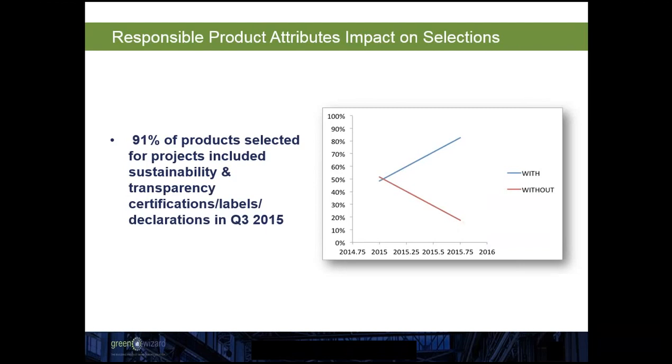But as a result of that, we're seeing in Q3 2015 that 91% of all products selected into projects included these responsible certifications, labels, and declarations. So the manufacturers that have them and market them and they're found available are seeing a clear return, and we're helping them to make that business case.